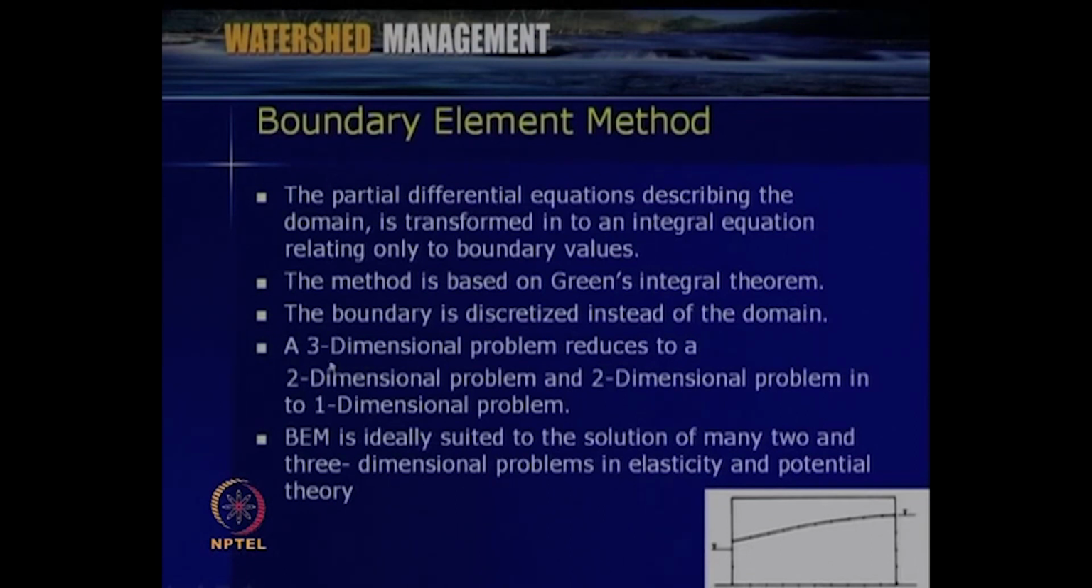That way a 3-dimensional problem reduces to a 2-dimensional problem, and a 2-dimensional problem reduces to a 1-dimensional problem, only computationally. The problem is of course the same dimension, but computationally a 3-dimensional problem becomes 2-dimensional and a 2-dimensional problem becomes 1-dimensional. This boundary element method is ideally suited to the solution of many 2 and 3-dimensional problems in elasticity and potential theory, but as far as watershed modeling is concerned, due to the various complexities, we rarely use the boundary element method. For watershed modeling we can go for either the finite difference method or the finite element method. We will discuss further aspects of these 2 methods in this lecture.